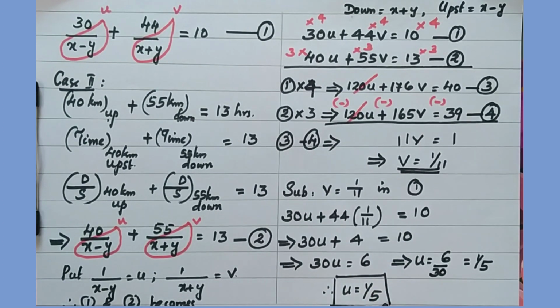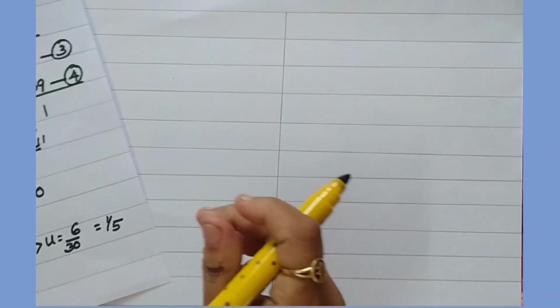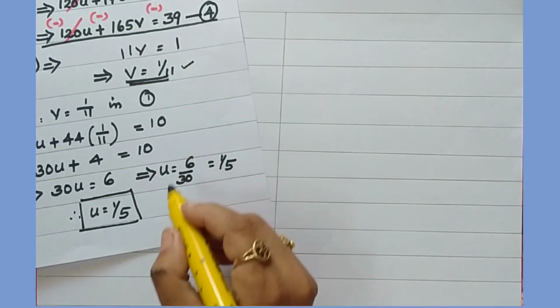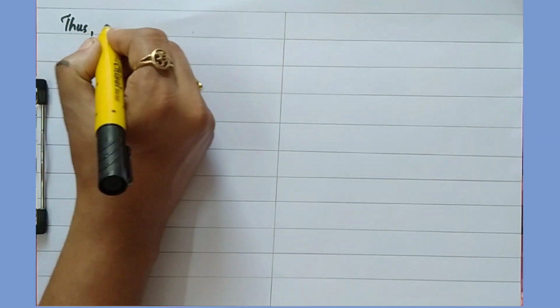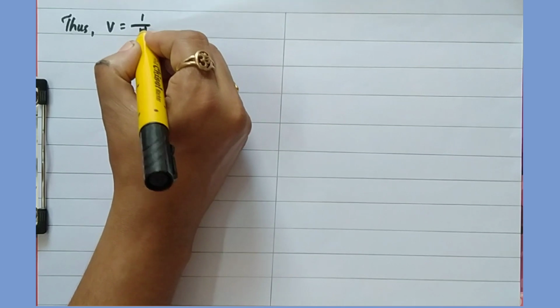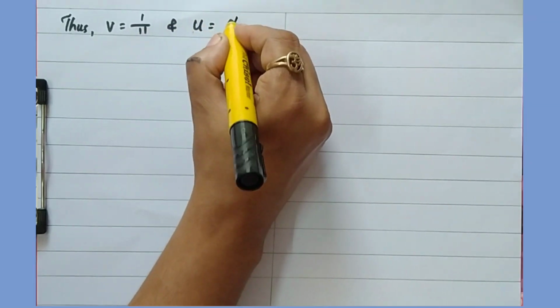It is not enough. We need to find the values of x and y. Now I am going to substitute the values here. You remember two values, v equal to 1 by 11 and u equal to 1 by 5.